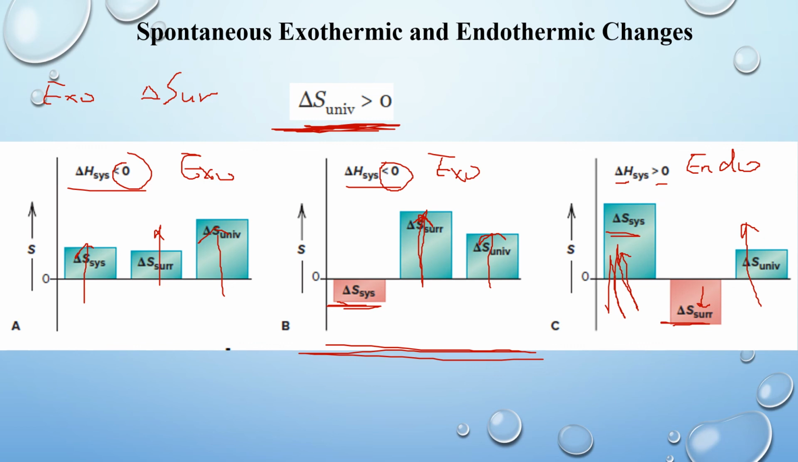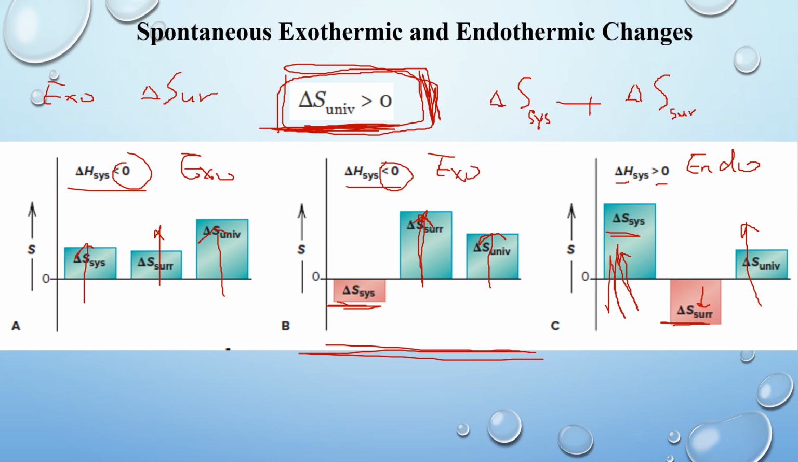So overall, to conclude, this is what you want. To calculate whether the reaction is spontaneous or not, you want delta S universe to be greater than 0, which means you have to know both the delta S of the system and also the delta S of the surrounding. And you want the sum of these two to be greater than 0.